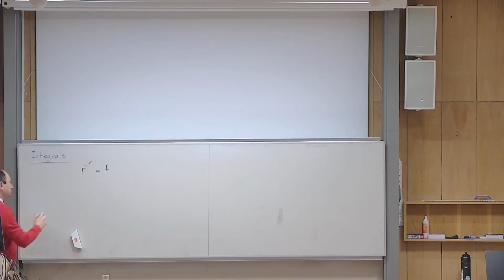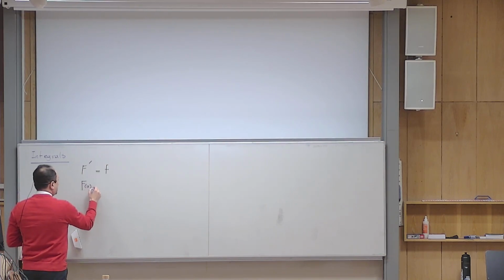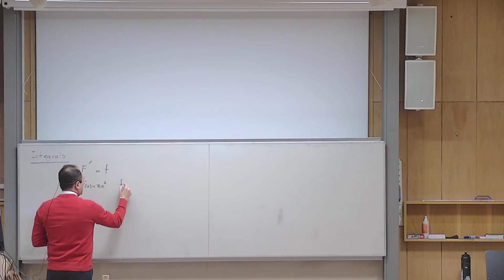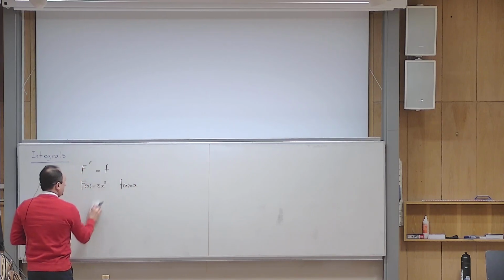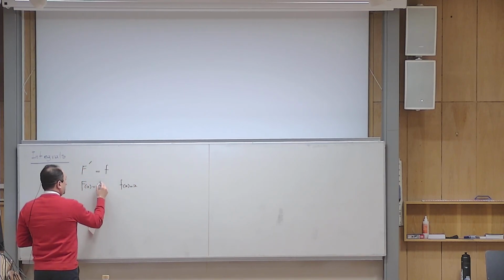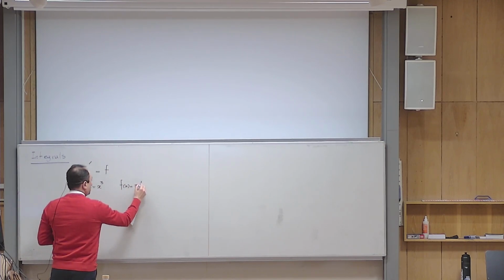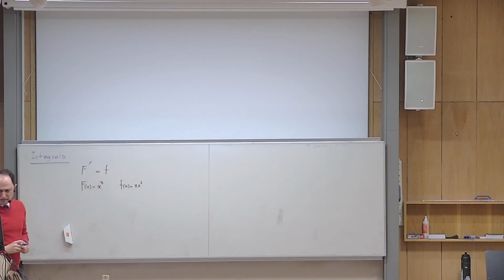For example, capital F of x equals x to the power of 3 is a primitive function for 3x squared. Yes, because if I take the derivative of that function, it becomes this function.